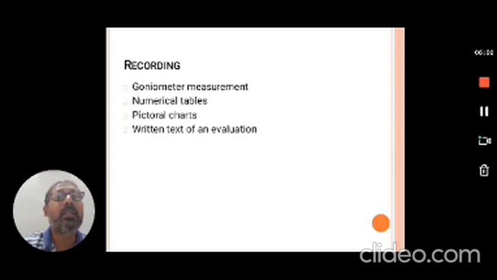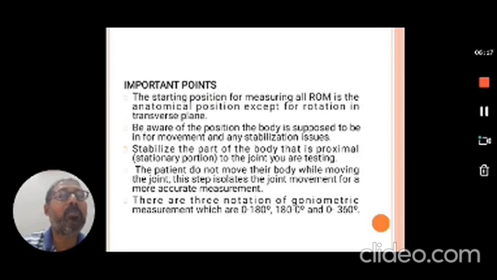These are the things to be kept in mind while performing the recordings of goniometer. Goniometer has to be perfect. Use numerical tables, pictorial charts and written text for any evaluation. The important point to consider while performing goniometry is that the starting position for measuring all joint range of motion should be the anatomical position, except for rotation, which has to be performed in the transverse plane of the body. Be aware of the position the body is supposed to be in for movement and any stabilization issues.